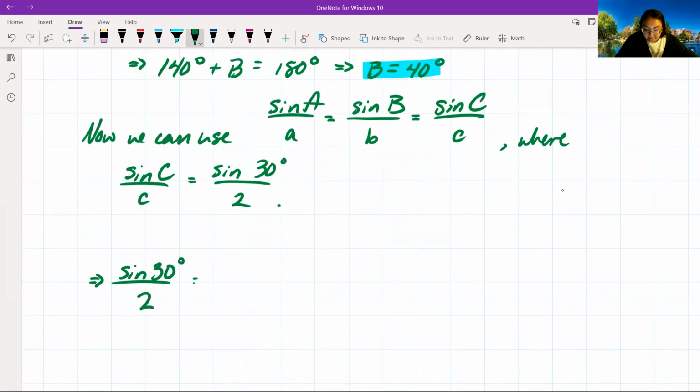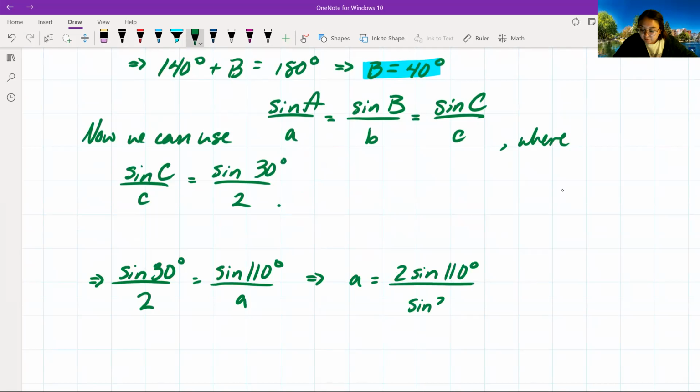So starting with angle and side A, we can say that sine of 30 degrees over 2 is equal to sine of 110 degrees divided by our side length A. Then if we rewrite this equation so that we're solving for A, this gives us that A is equal to 2 sine 110 degrees divided by sine of 30 degrees. And now we want to use a calculator to solve for this value. And when we do, we end up getting 3.76. So another value here is our side length A.